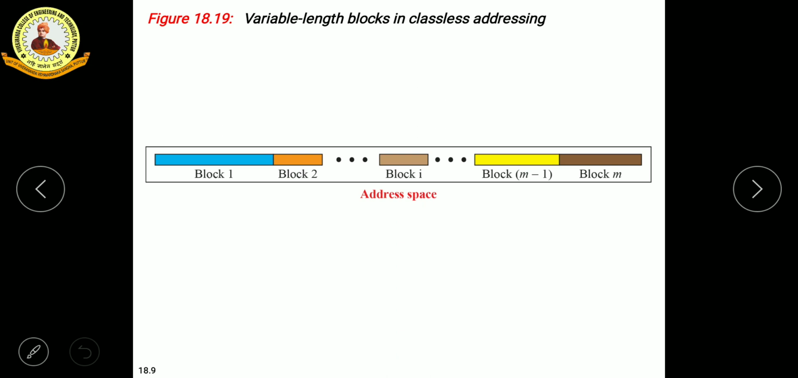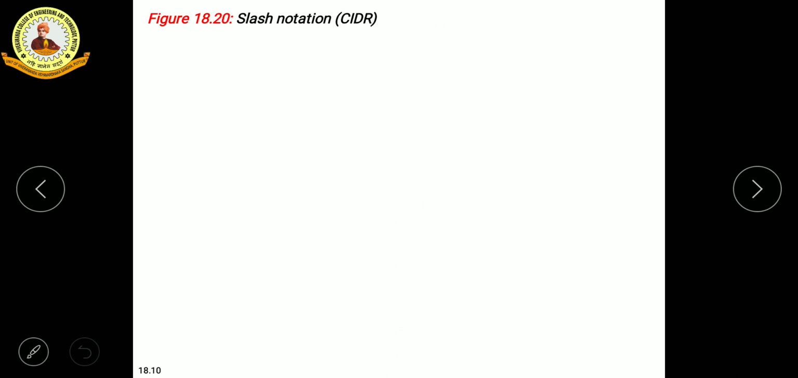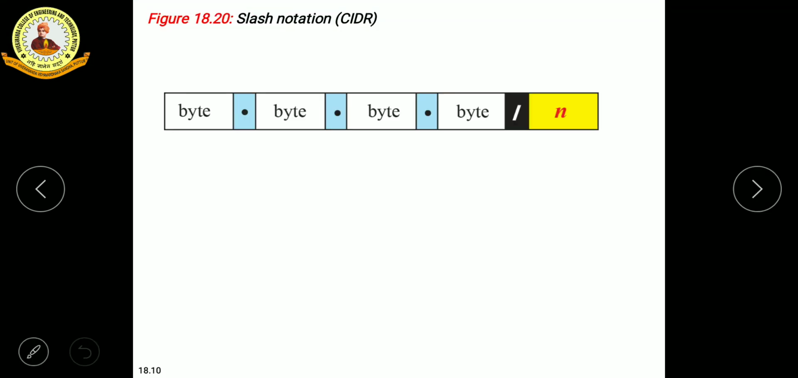Okay, then we need to emphasize that the idea of classless addressing can be easily applied to classful addressing. So an address in class A can be thought of as a classless address in which prefix length is 8. Then an address in class B can be thought of as a classless address in which the prefix is 16, and so on for C, D, and E. So in other words, classful addressing is a special case of classless addressing. That's it. Then we will move to the next part, that is slash notation, CIDR, classless interdomain routing.